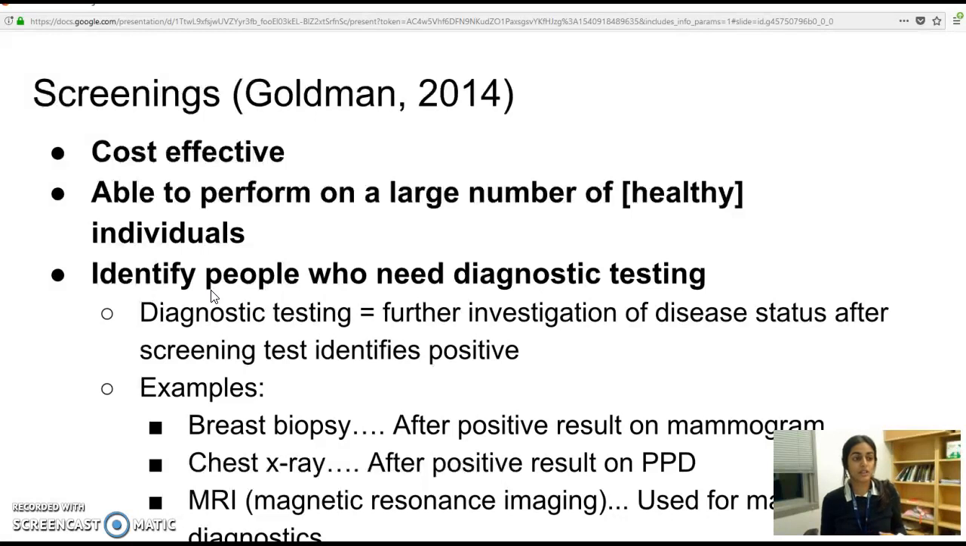And so the difference between screenings and diagnostic testing is that screenings is the first part, and diagnostic testing is the next step.